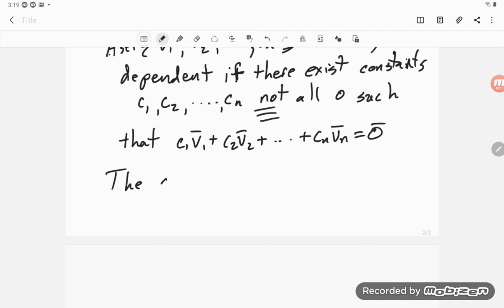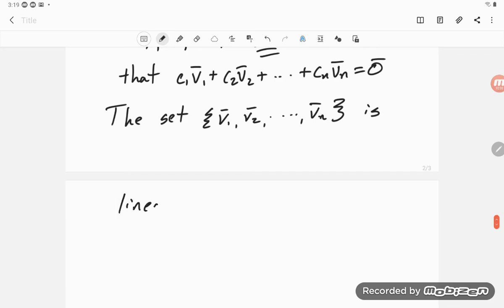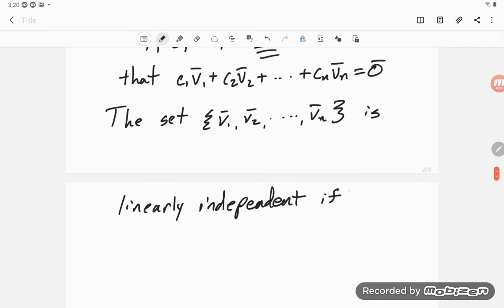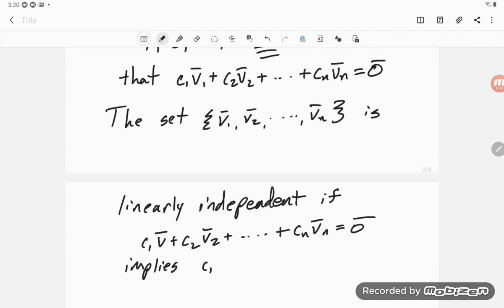then the set V1, V2, and so forth up to Vn is linearly independent. So linearly independent if C1 V1 plus C2 V2 plus Cn Vn equals 0 vector implies C1 equals C2 equals all the way up to Cn equals 0.